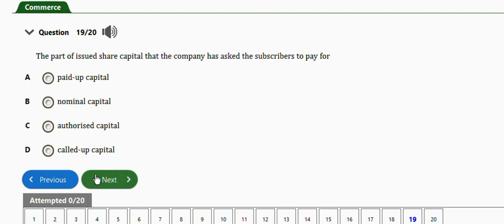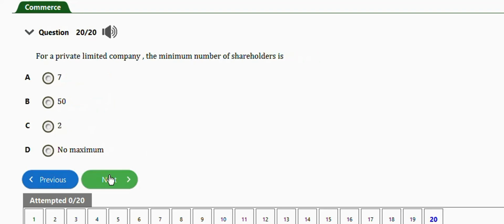The last question for this video is this one. It says for a private limited company, the minimum number of shareholders is 2, option C, whereas the maximum is 50. Okay, take note of this, guys. So this basically covers problems involving limited liability companies for your JAMB commerce. We dealt with the subtopics meaning, types and registration of business for this topic. Hope there's something interesting in the video.